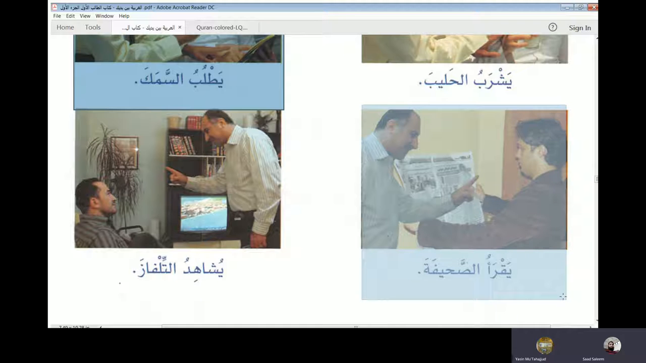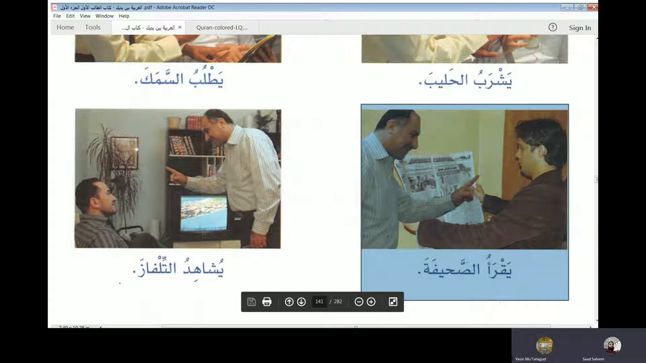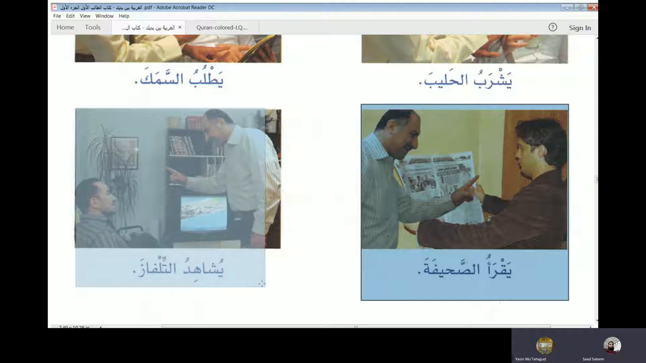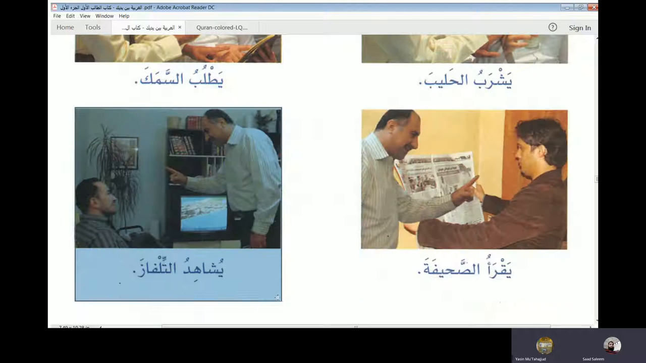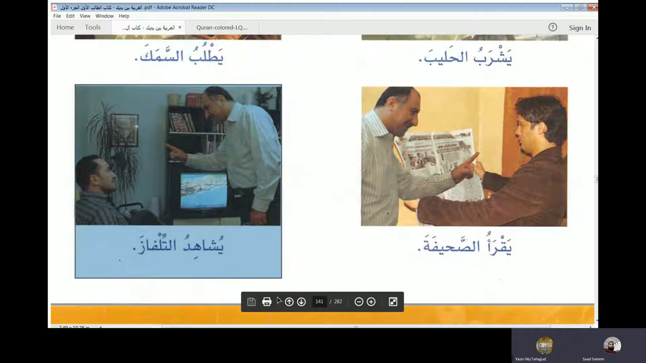يقرأ الصحيفة. لا تقرأ الصحيفة. Correct. Okay. يشاهد التلفاز. يشاهد التلفاز.